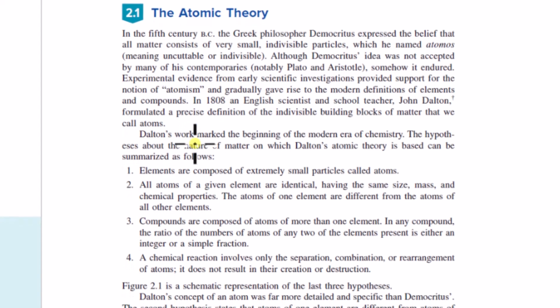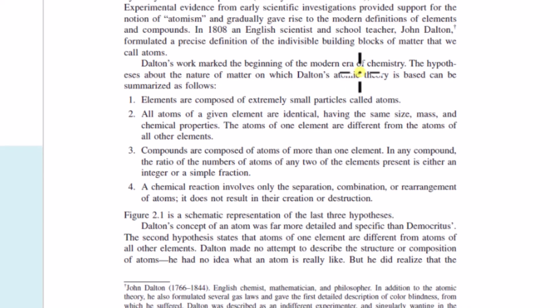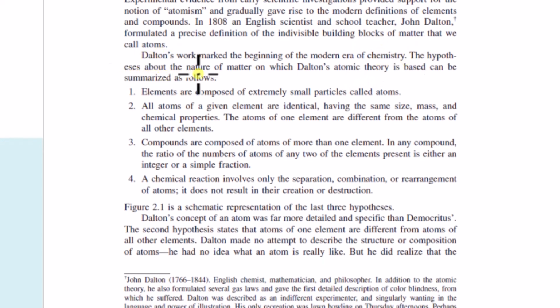Okay, so Dalton's work marked the beginning of the modern era of chemistry. The hypotheses about the nature of matter on which Dalton's atomic theory is based can be summarized as follows. So with Dalton and other scientists studying these chemical reactions and mass relationships, certain principles became evident. And these principles pointed to the existence of these really tiny building blocks. Okay, so let's go through Dalton's hypotheses here, which might seem trivial to you watching this video, but remember, at the time, this was not trivial at all.